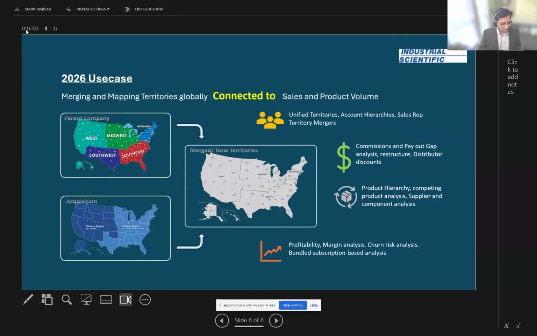So with the success of that program, we've also put another lens for Graph at Industrial Scientific. We are in the process of acquiring another company based out of a completely different region. But what happens is now, with the acquisition of companies, we are dealing with two sets of resources, two sets of accounts, two sets of billing information.